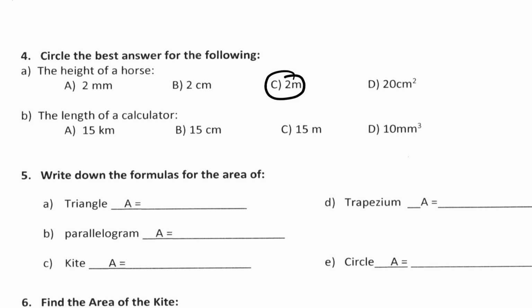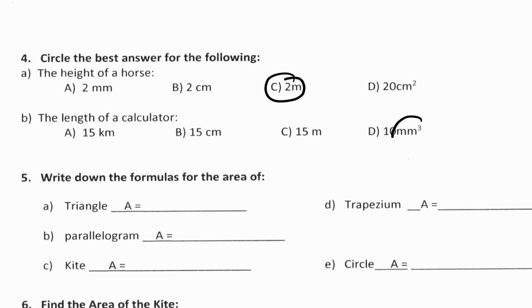The length of a calculator. A 15 kilometer calculator would be an enormous calculator. A 15 centimeter calculator sounds about right to me, but let's have a look at the others. A 15 meter calculator, that would also be very long. That's much longer than several cars. And a 10 millimeters cubed, that's a measure of volume. That's not a measure of length. So the only correct answer here must be 15 centimeters.